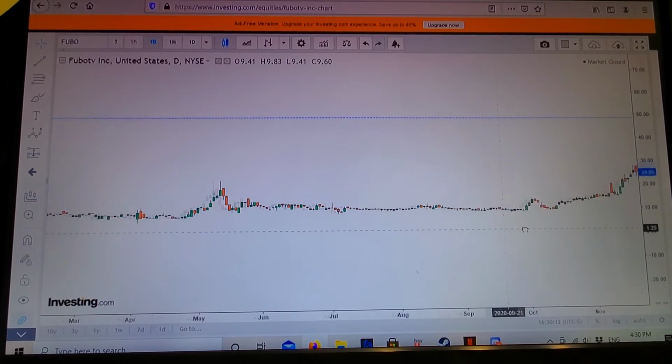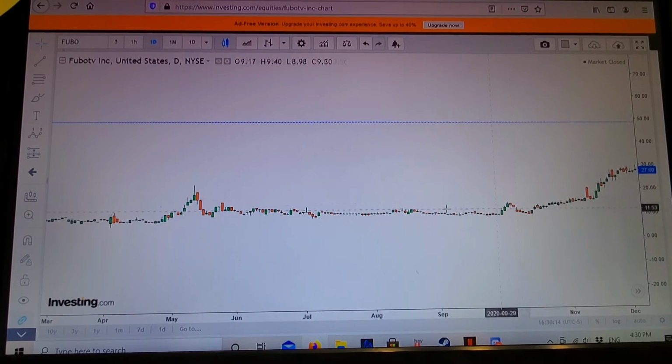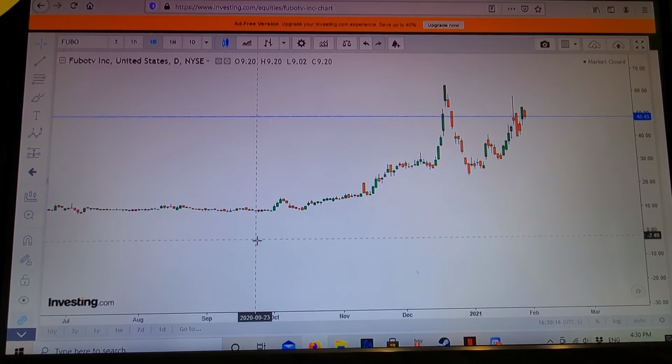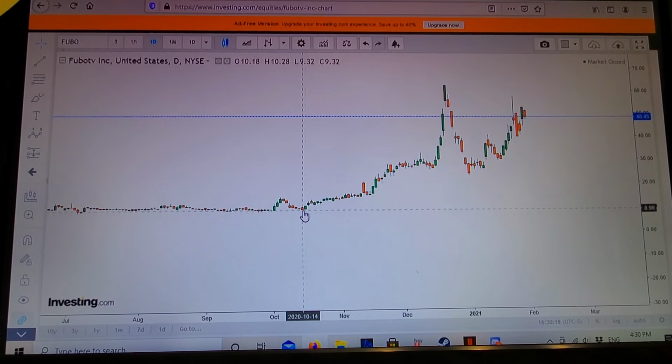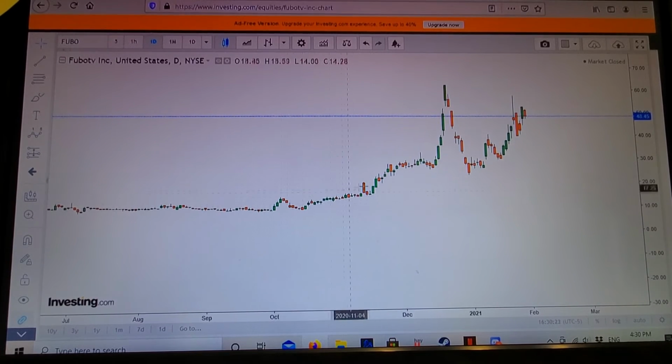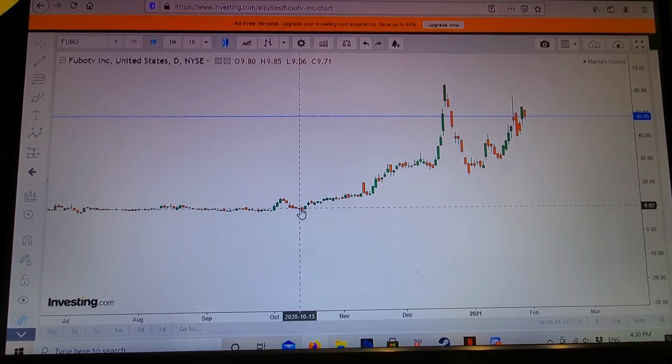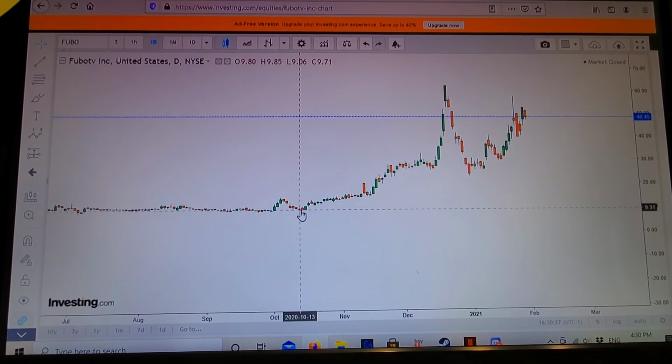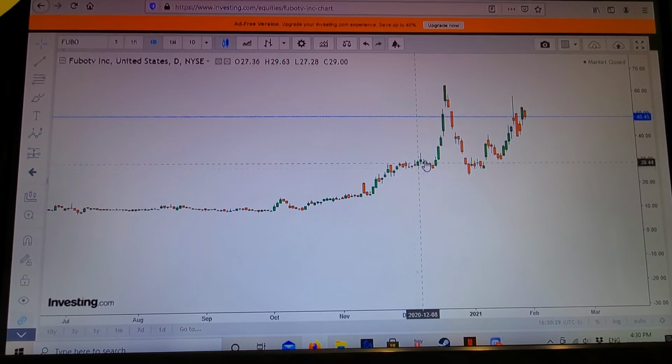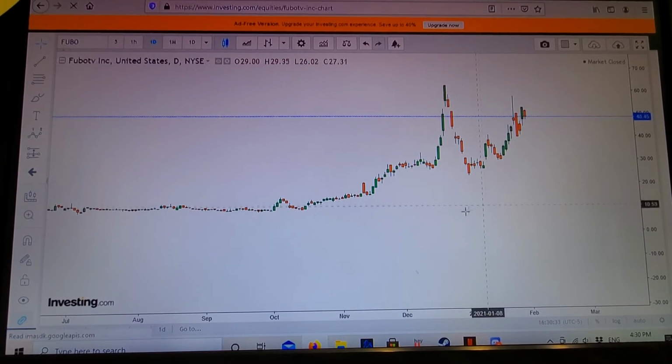So you can see Fubo's been flat for a long time, nothing really happening. But I would say this could just be a blip or whatever, but right here is where I would say it really started to find an upward trend. So I would first think that it looks like wave one would be starting here, wave two would be coming down, and then wave three ultimately going up.